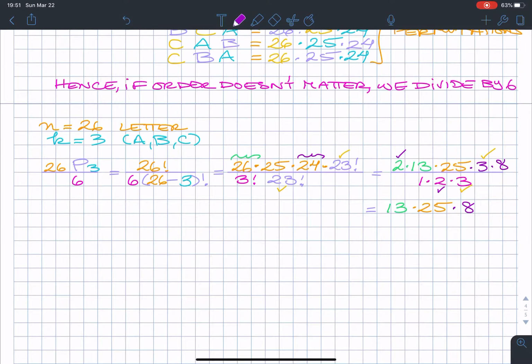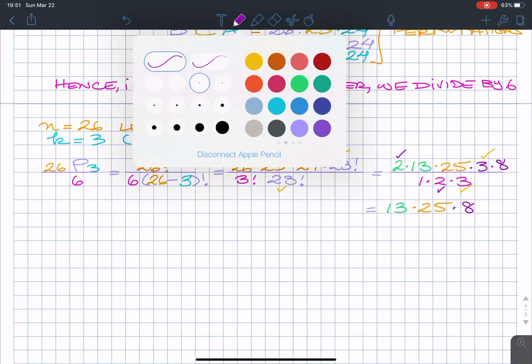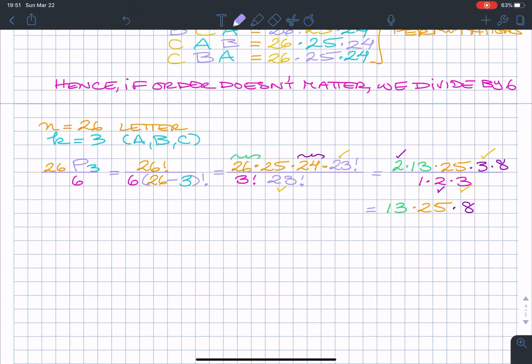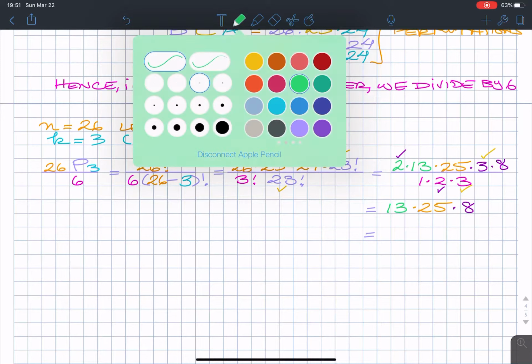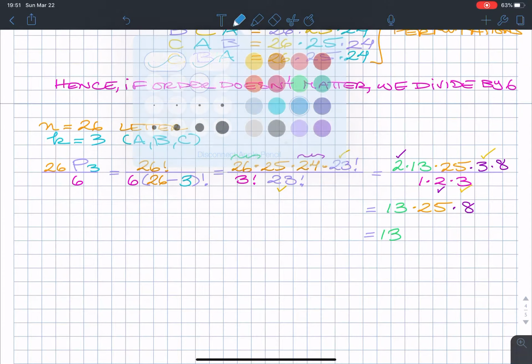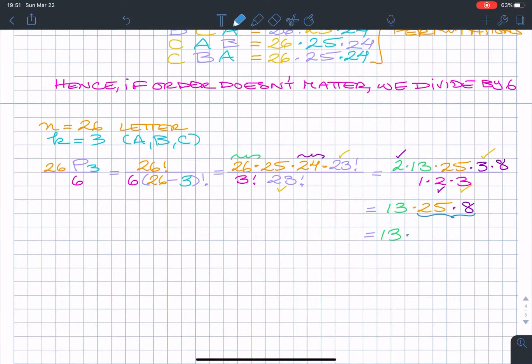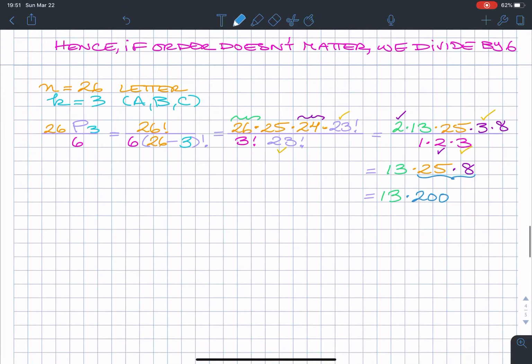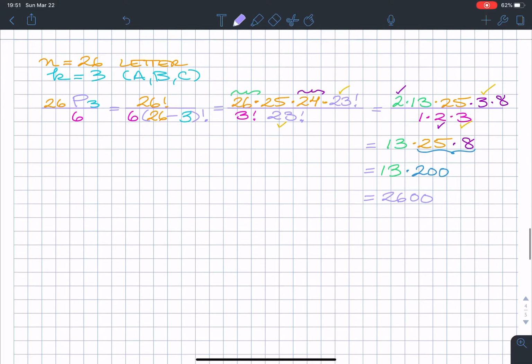Okay, so if I had 8 quarters, do you agree I would have $2? So I claim that this is 13 times $2 is how many pennies? 200. Okay, well, what do I know about 13 times 2? That's 26, right? So let's do 26 with 2 zeros. Okay, so hopefully that makes sense.